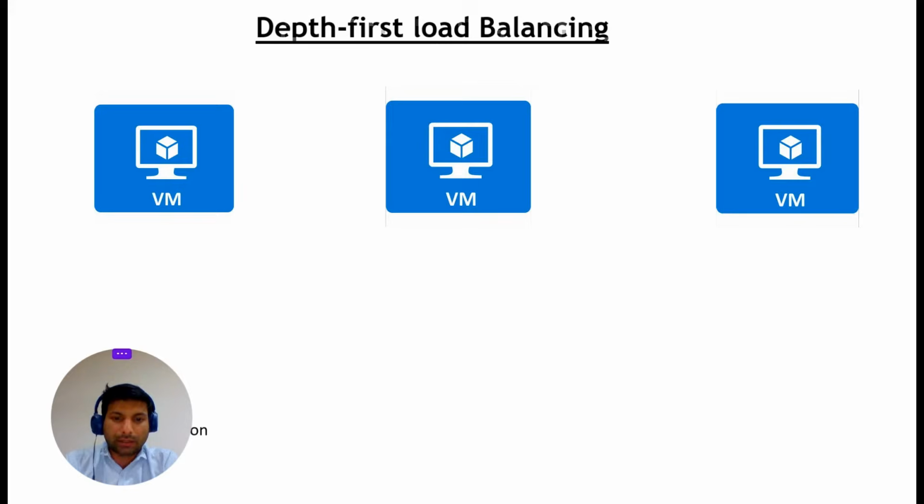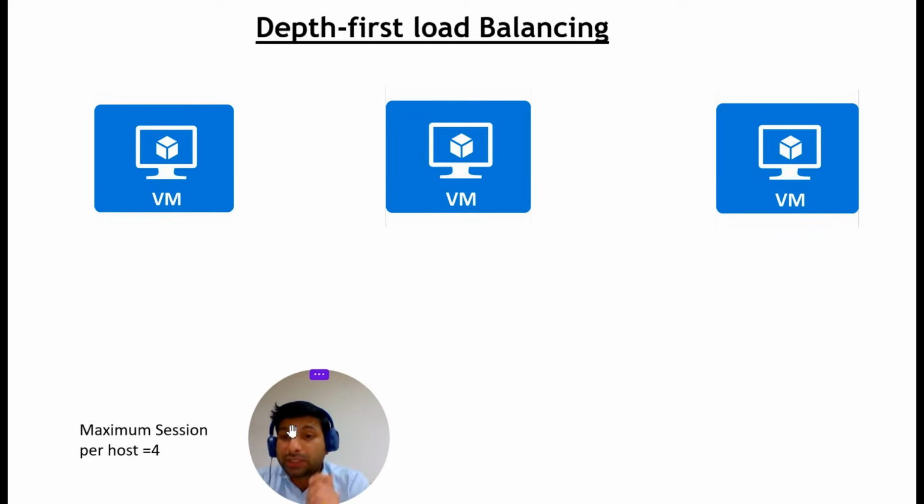Now we have the other one, which is depth first load balancing. The other option for pooled host pool load balancing is depth first. Depth first will fill one session host to the maximum number of connections allowed before directing traffic to the second host.